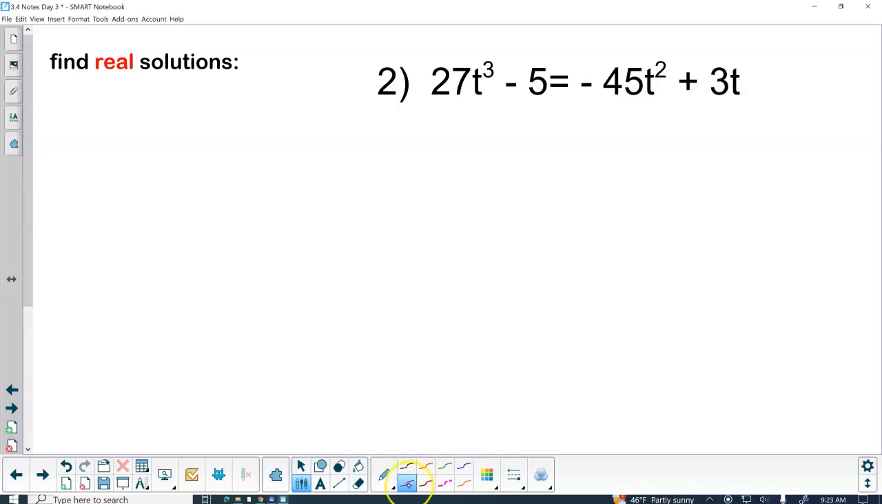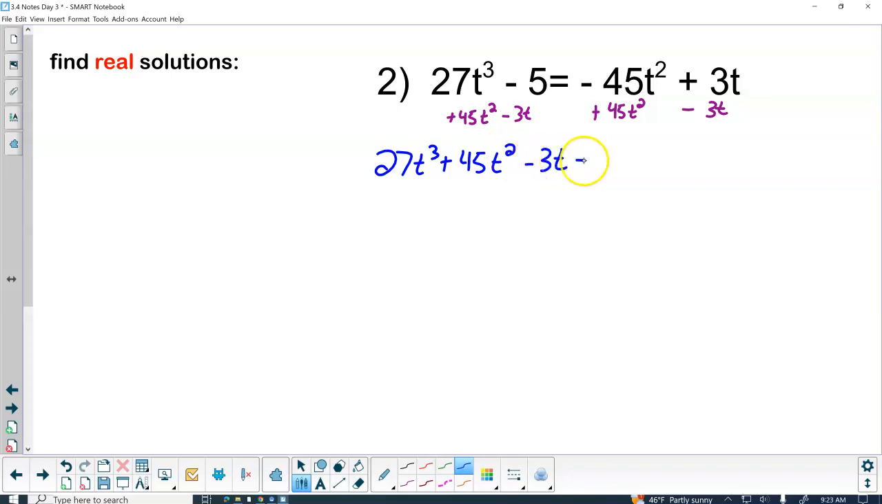this one. First thing I gotta do, set it equal to 0. So which way should we go? Should we bring everything left or should we take everything to the right? Take everything to the left. Left, yep. Okay, so I'm gonna add 45t squared, and I'm gonna subtract 3t. That's going to then give me 27t cubed plus 45t squared minus 3t minus 5 equaling 0.